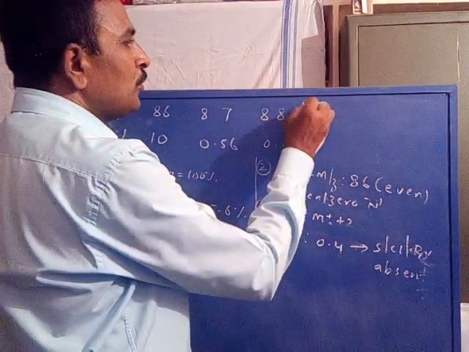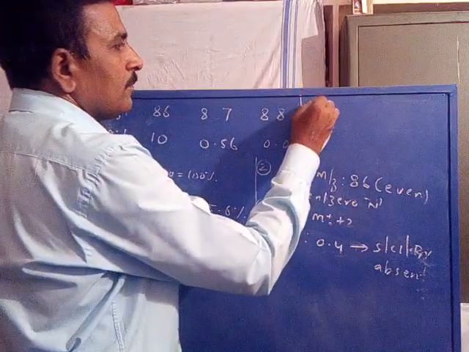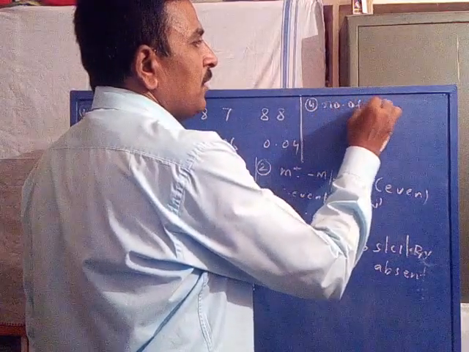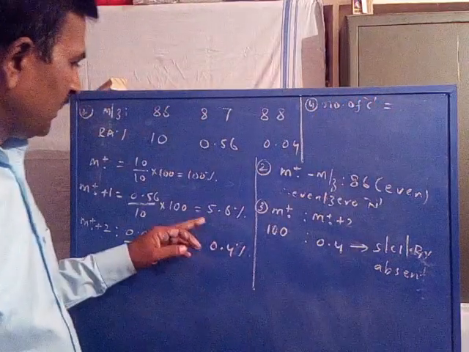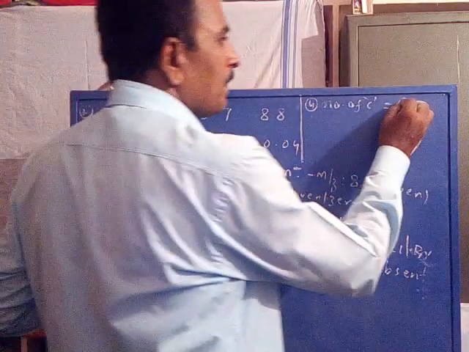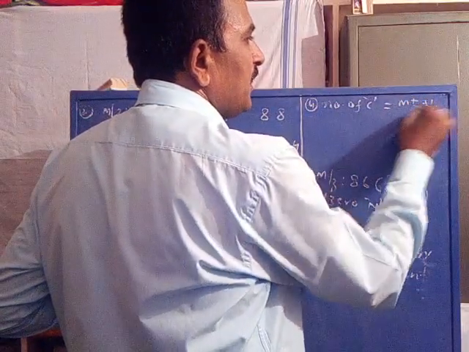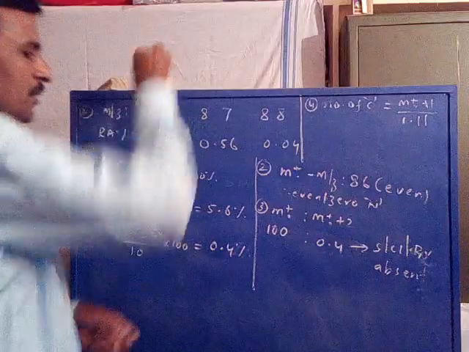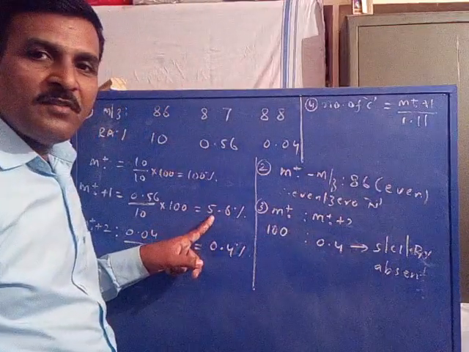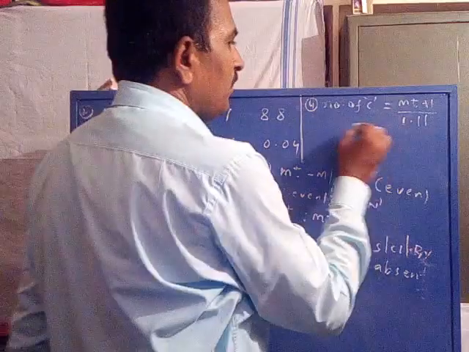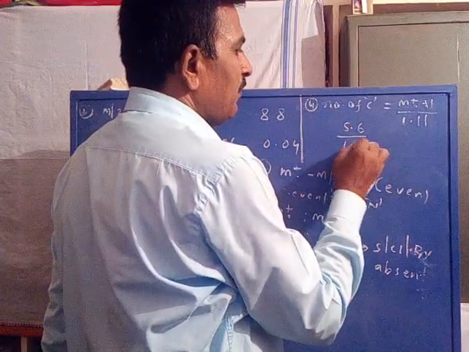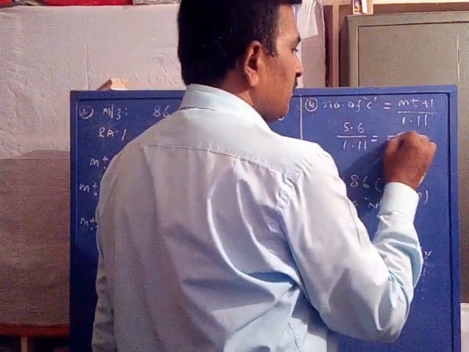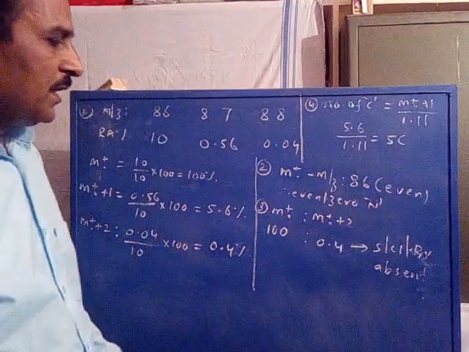Now the fourth guideline is the number of carbons. The number of carbons is equal to the molecular ion +1 signal intensity divided by the natural abundance of carbon, that is 1.11%. Here the +1 signal intensity is 5.6. Therefore 5.6 divided by 1.11 gives nearly 5 carbons.